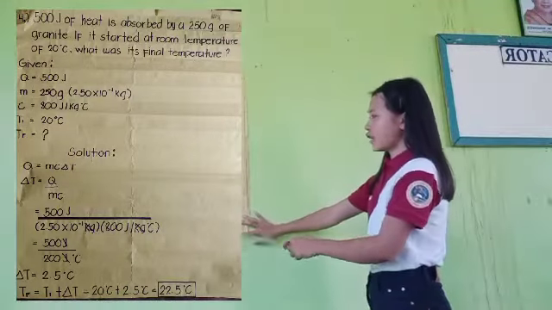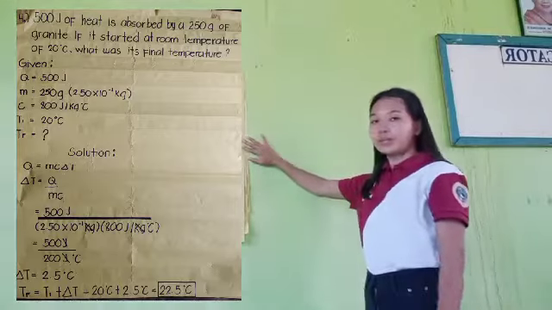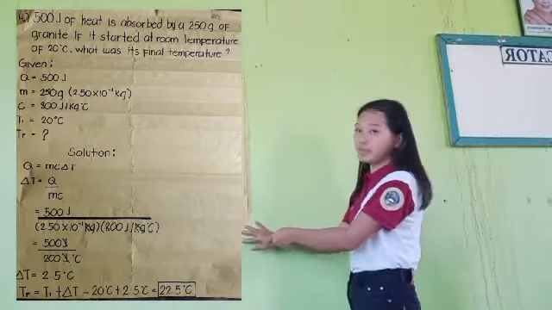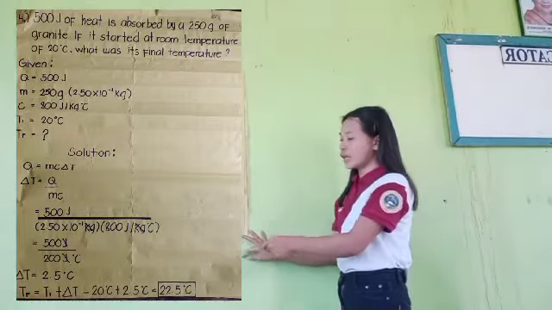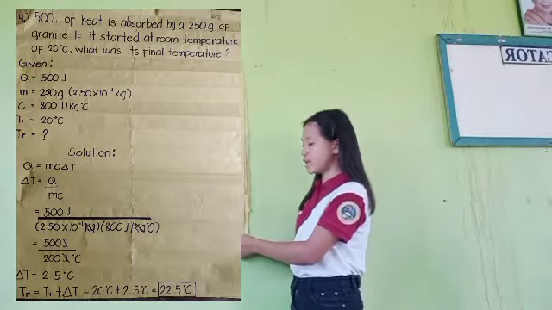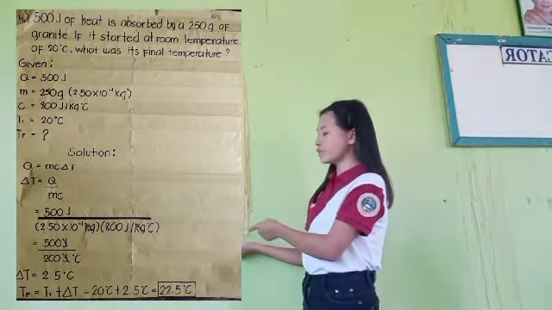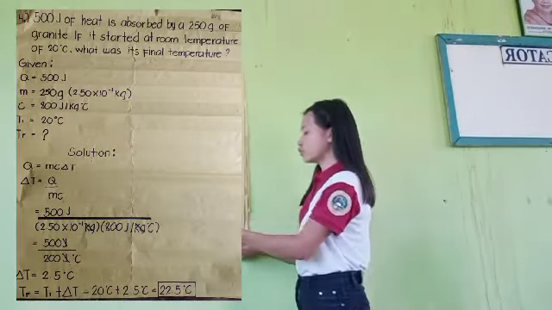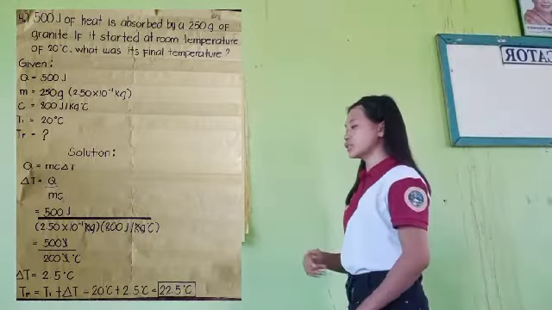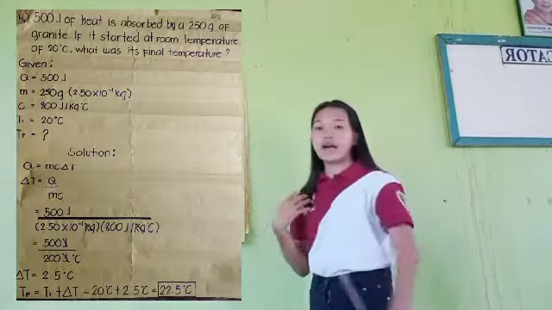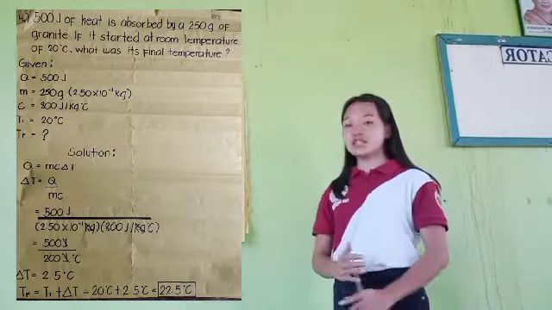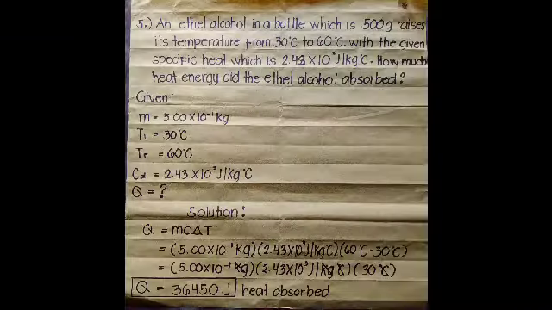To find its final temperature, which is the missing in the problem, let us have final temperature equals initial temperature plus delta T, equals its initial temperature 20 degrees Celsius plus its delta T 2.5 degrees Celsius, which is equivalent to 22.5 degrees Celsius. So 22.5 degrees Celsius is its final temperature.